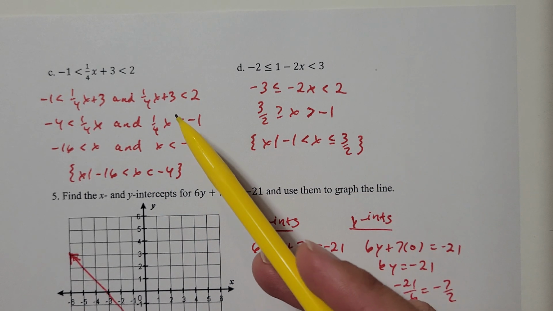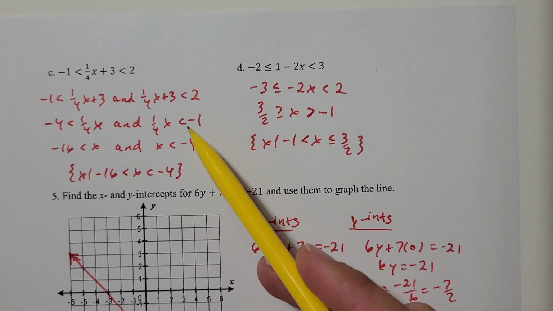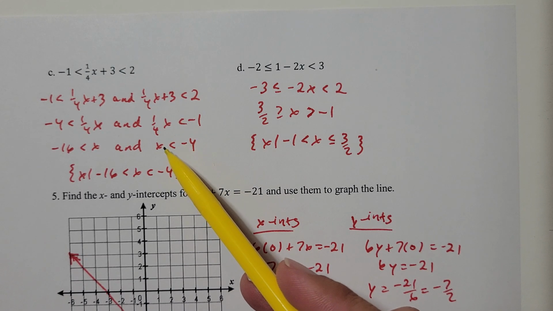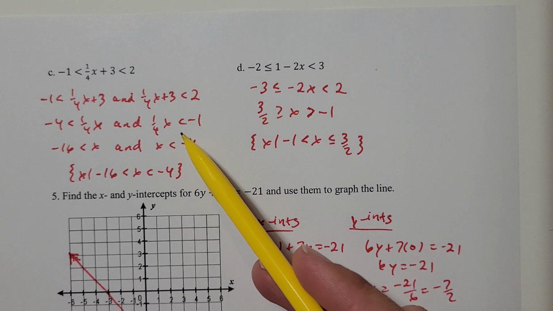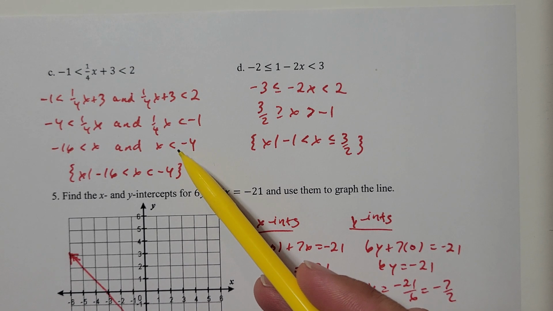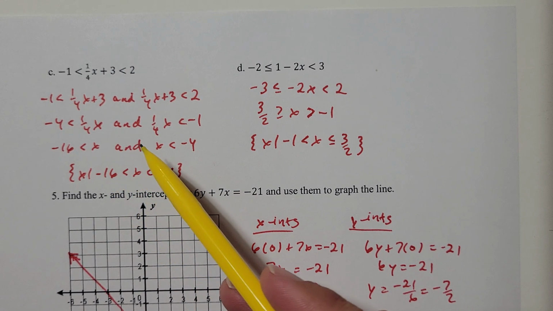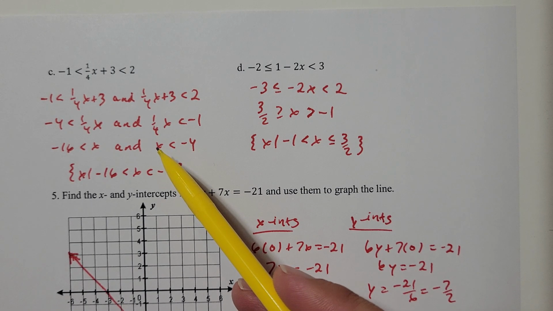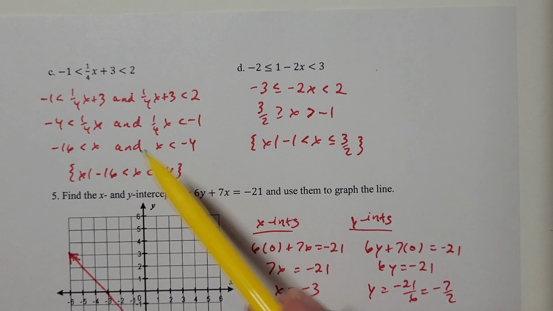Okay. And so then over here, if I subtract 3 and then multiply by 4, I'll have x less than -4. I'm multiplying both sides by a positive number, so I don't flip the sign there, right? Okay, so what we're saying is that x has to be a number that is greater than -16 and less than -4. Okay, as a set, I'd say the set of all x such that x is greater than -16 and less than -4. Okay, and that'd be my answer.